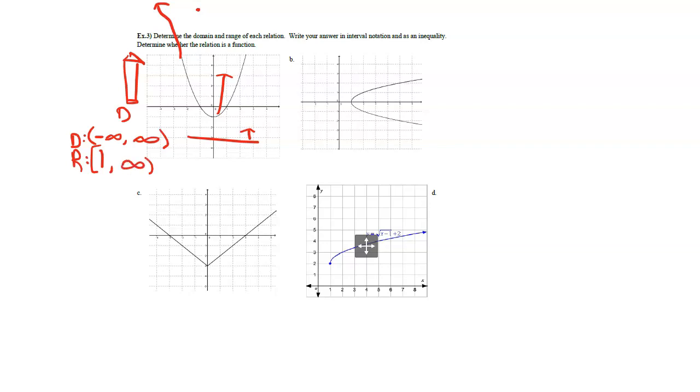Okay, let's do part B. So we have, imagine our pencil moving left to right. The first point we hit would be at 1. So the domain starts at 1 with a bracket because it's including, and it goes on forever, so infinity.